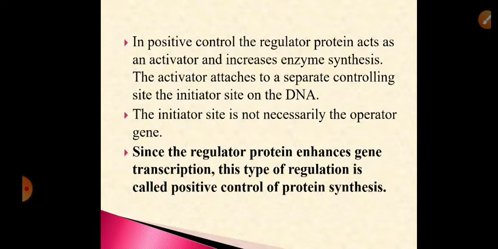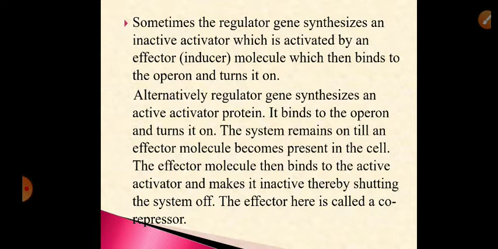The activator attaches to a separate controlling site on the DNA. The initiation site or the binding site of the activator is not the operator. Since the regulator protein enhances or allows gene transcription, this type of regulation is called positive regulation of protein synthesis. Sometimes the regulator gene synthesizes an inactive activator. This inactive activator is activated by an inducer molecule, which then binds to the operon and switches the system on. Sometimes the regulator gene synthesizes an active activator protein, which can directly bind the operon and turn the system on. The system will remain on.